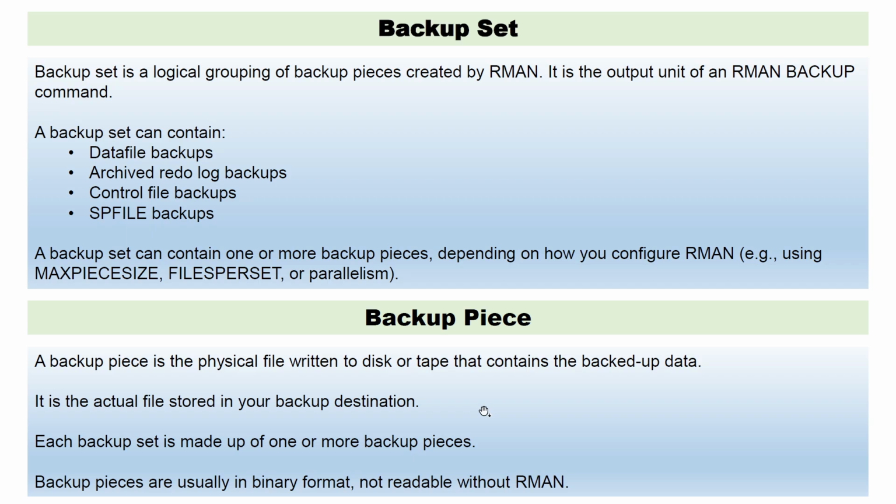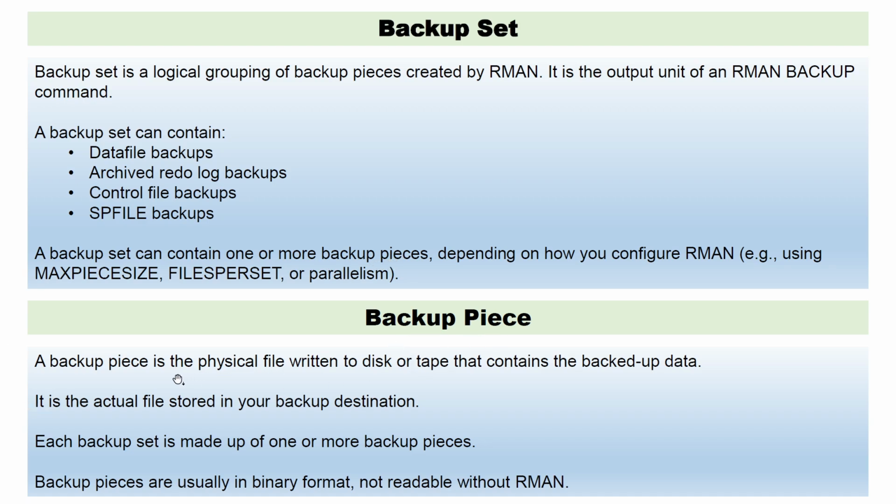Let's move on. So backup set is a logical grouping of backup pieces created by RMAN. It is the output unit of the RMAN backup command. A backup set can contain data file backups, archive redo log backups, control file backups, SP file backups. A backup set can contain one or more backup pieces depending on how you configure RMAN, for example max piece size, files per set, parallelism, etc. So based on how you have configured your RMAN, a particular backup set can have one or more backup pieces.